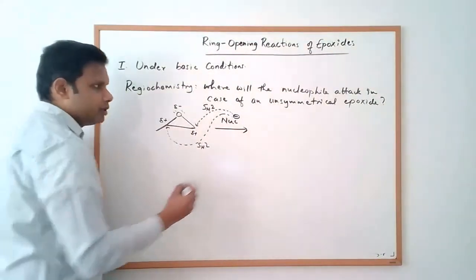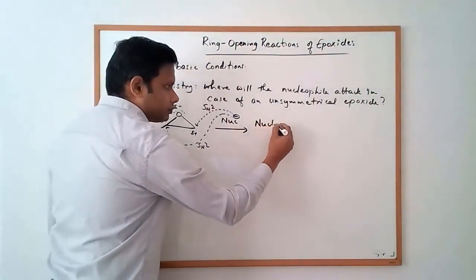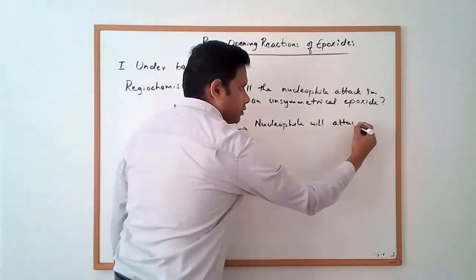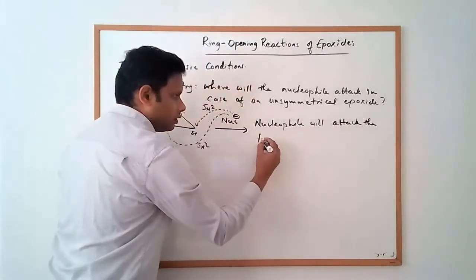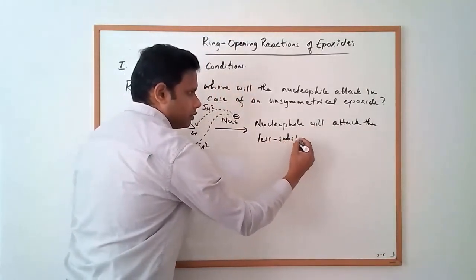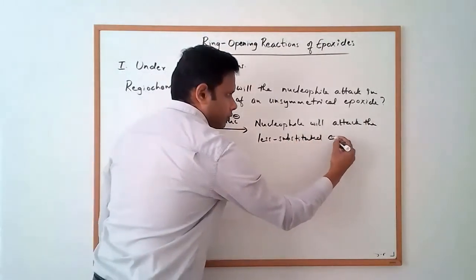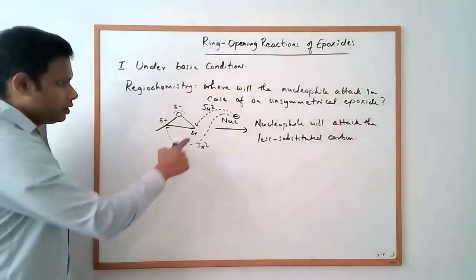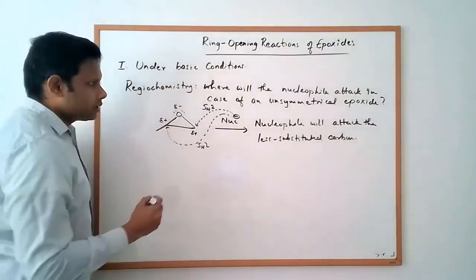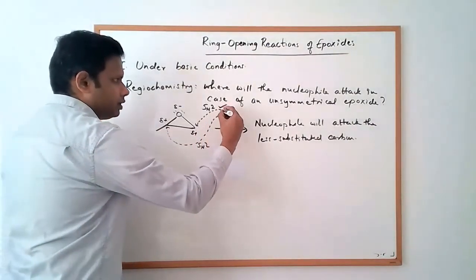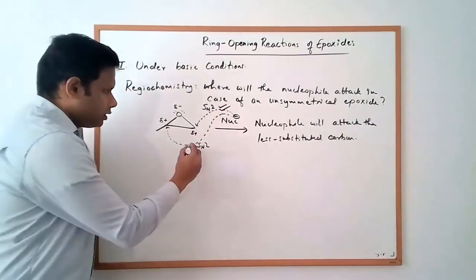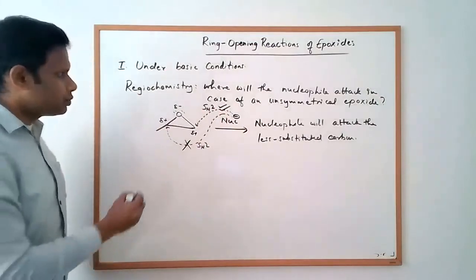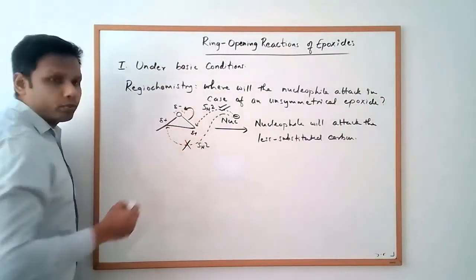And the answer would be the nucleophile will attack the less substituted carbon. Okay, so between these two carbons, the carbon on the right is less substituted. So that means this would be the preferred attack. This attack will not happen. The nucleophile is going to attack the less substituted carbon, and then the ring would open up.